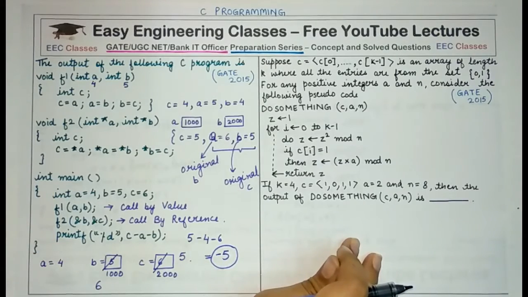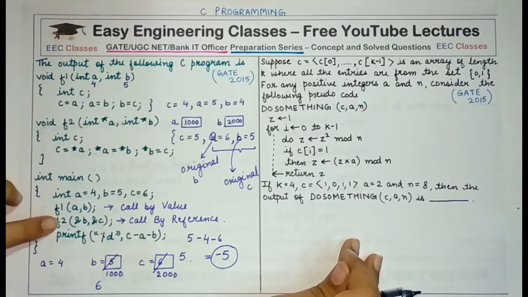So again, understand there are two calls. First is call by value. No matter what you do in f1, no changes would be reflected back in a and b. In f2, it is call by reference.